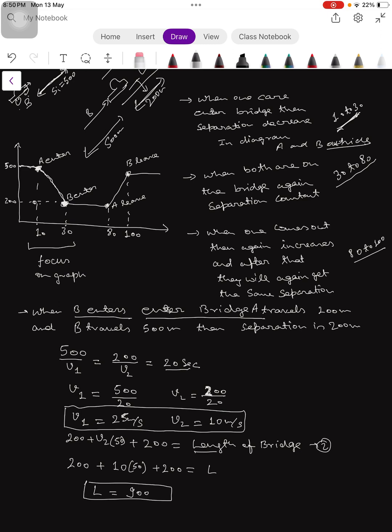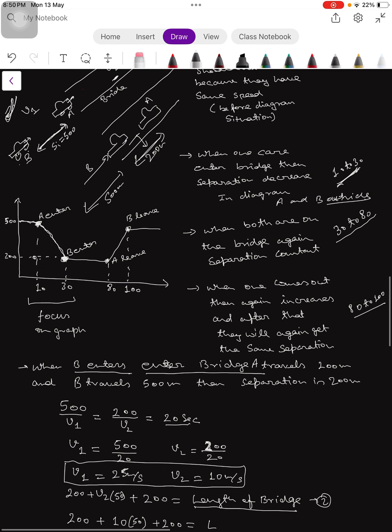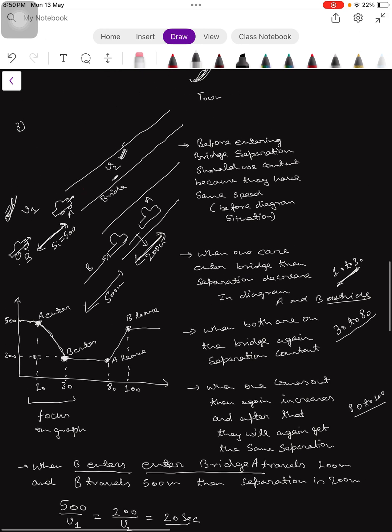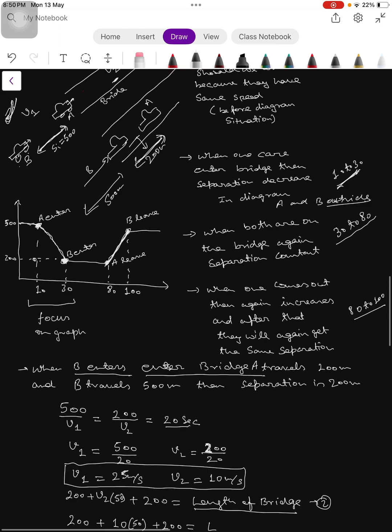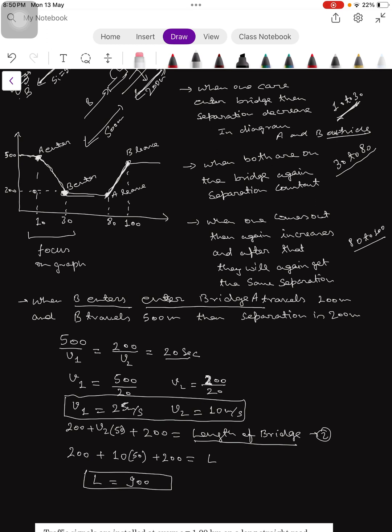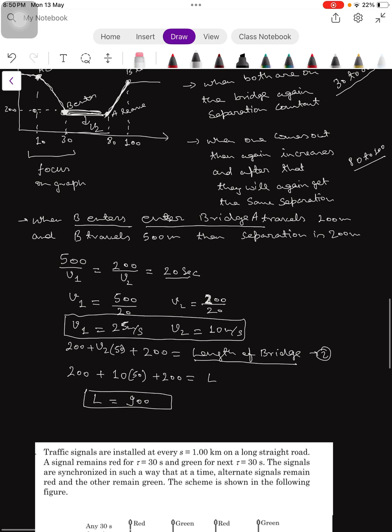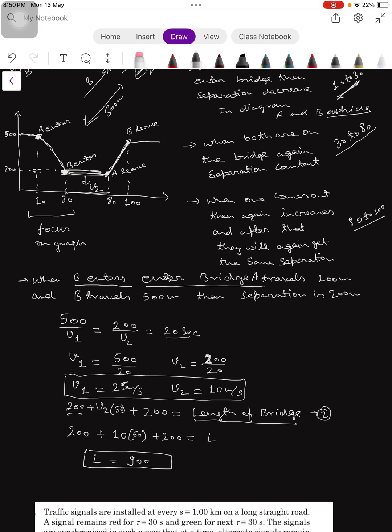What is the length of the bridge? In this case, A travels 200 meters, and when A leaves and goes out, this length is also 200. And what is the distance both cars travel with speed v2? They travel with speed v2 for a time of 80 minus 30, which is 50 seconds. So it is 200 plus v2 into 50, that is 10 into 50 is 500, plus 200, and the length becomes 900. The length of the bridge is 900.